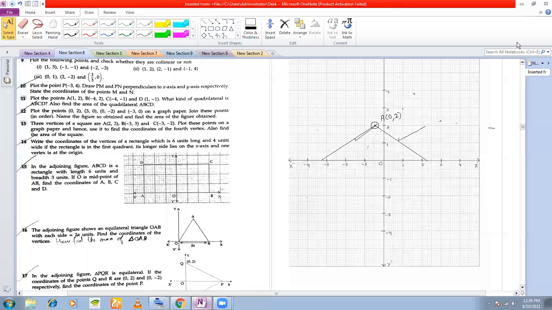If you read this question, it states three vertices of a square are A (2, 3), B (-3, 3), C (-3, -2). Okay, three vertices of a square are given. Plot these points on the graph paper. So you can very easily plot these 3 points. And the next is, hence use it to find the coordinates of the fourth vertex.